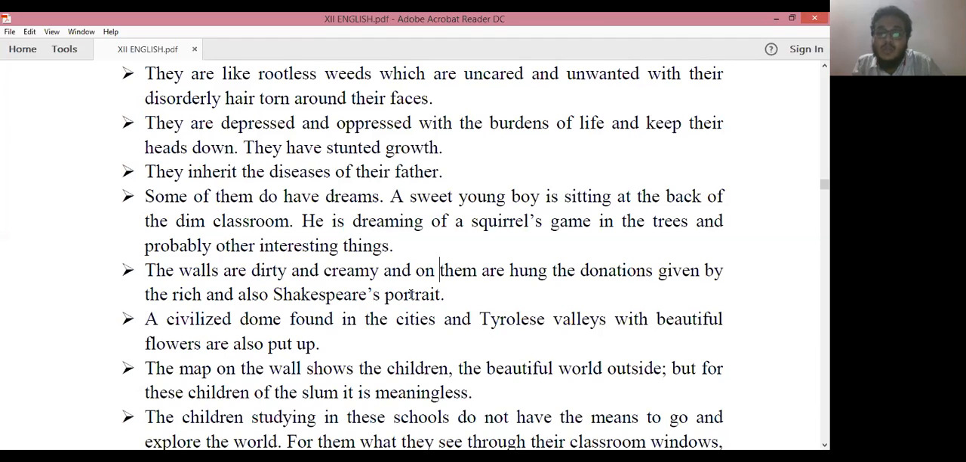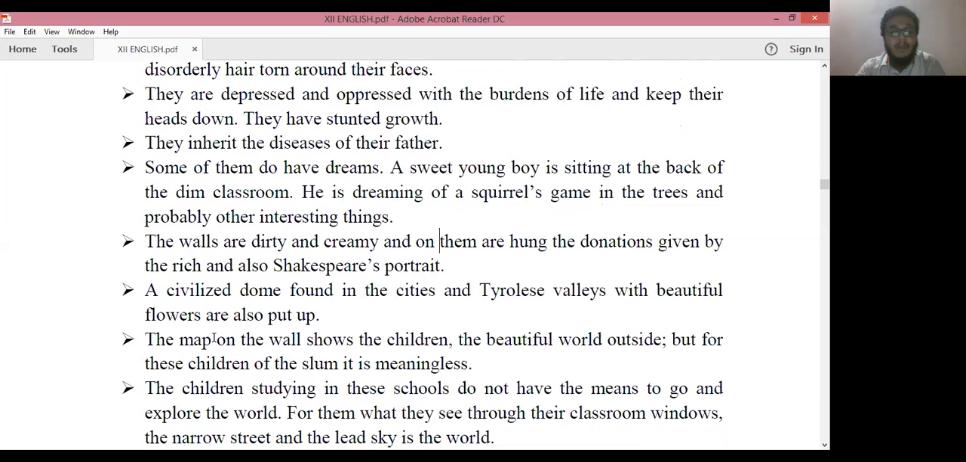And on them hung the donations given by the rich people, those who donated. And also Shakespeare's portrait, meaning the Shakespeare pictures hanging on the wall. Next one, a civilized home found in the cities and Tyrol's valley with beautiful flowers are also put up. So on the wall, these are the pictures there: the civilized home found in cities, big buildings, and Tyrol's valley where the flowers are. Everything is put up on the back of the class, on the shower cream wall.